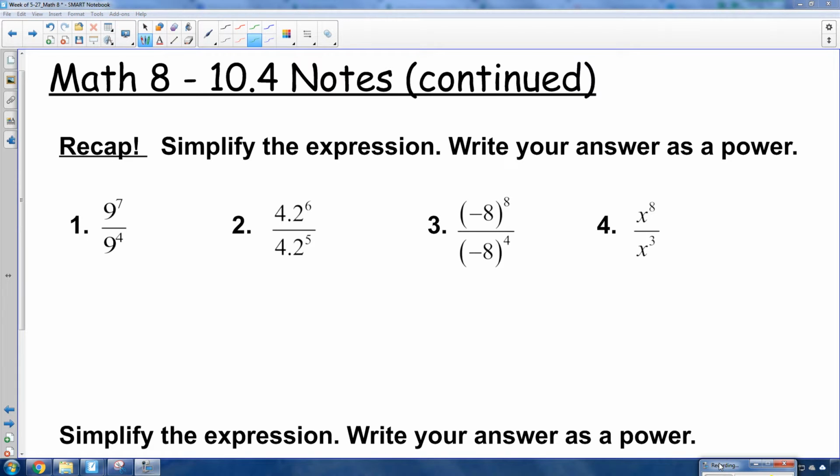So we're subtracting exponents. We're subtracting 7 top minus bottom, 7 minus 4. So 9 to the 7 minus 4 is 9 to the third power. So that's the answer to 1, okay? For 2, we have 4.2 to the 6, over 4.2 to the 5th. Well, if we do 4.2 to the 6 minus 5, we have 4.2 to the first power. We don't really have to write the first power, but we can.